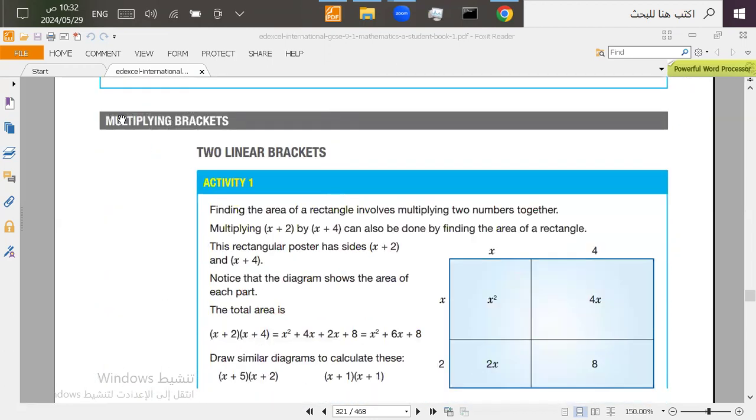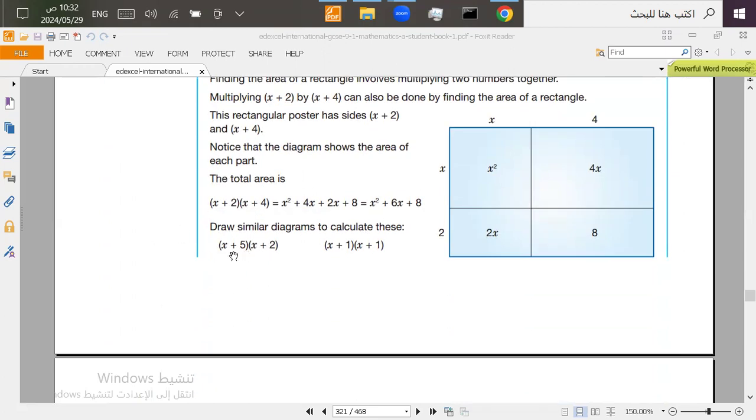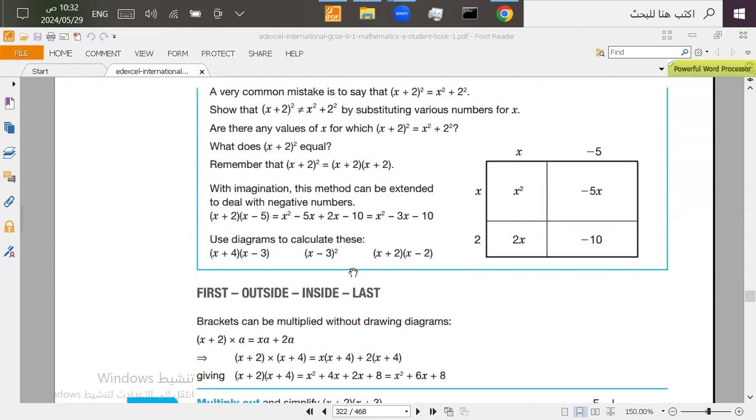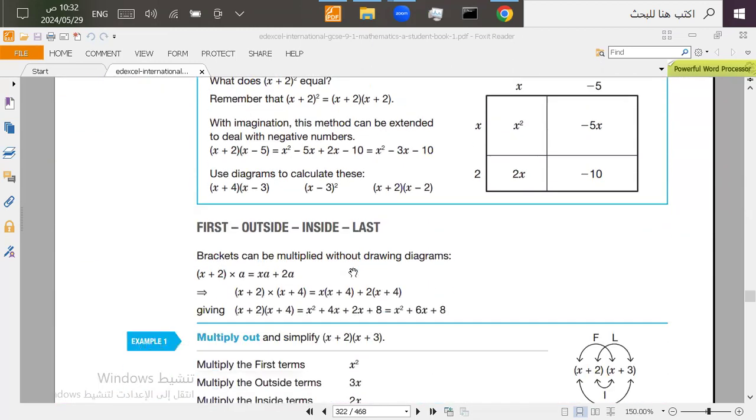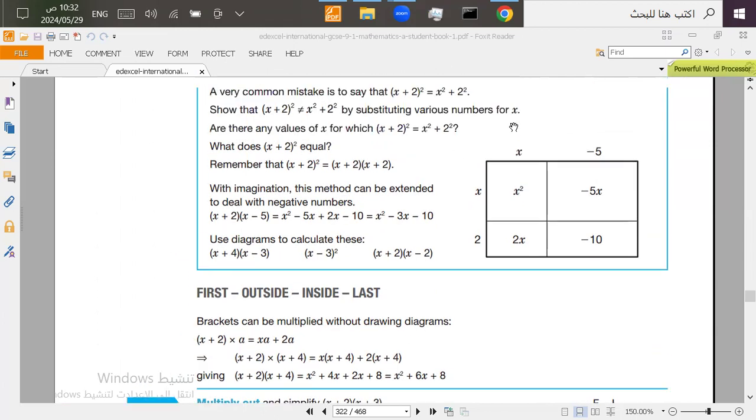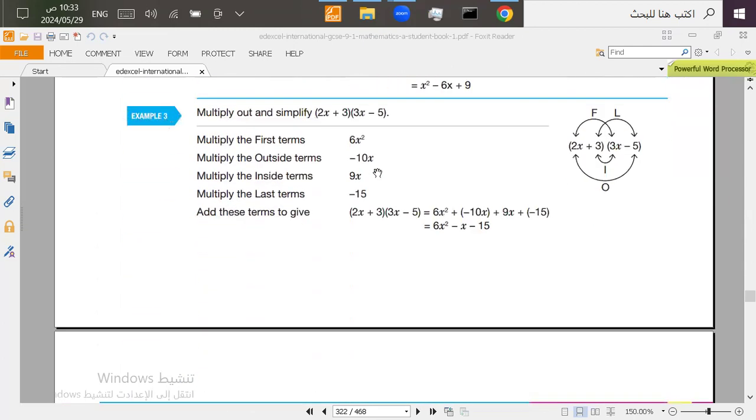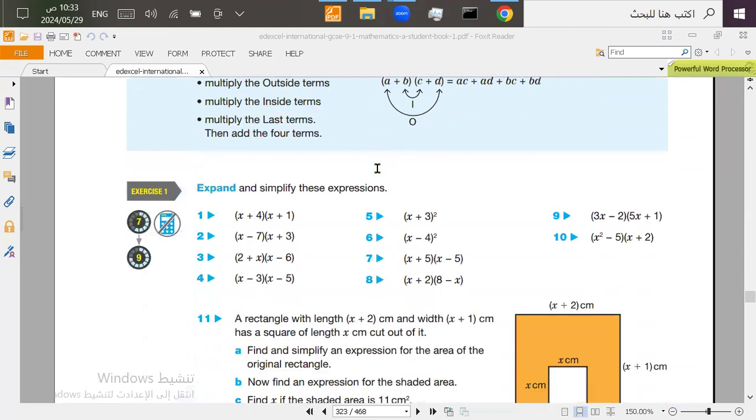First, we're going to talk about multiplying brackets. When we have two linear brackets, what do we do? Two linear brackets means two brackets next to each other. Now, we're supposed to multiply them, expand them, and then simplify them. Let's take a look at some questions here. Sometimes they use the rule first, outside, inside, last, or some people use that rule. It's the same idea. So let's take a look at some questions and then we get the idea.